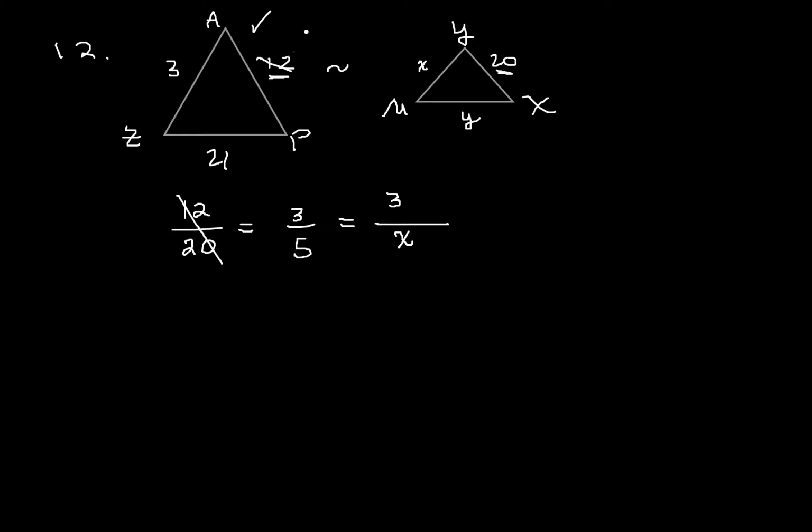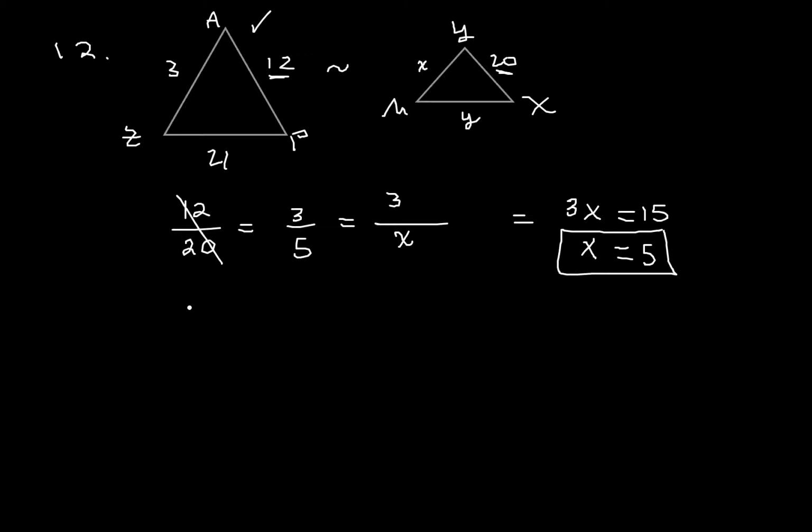So this isn't going to be it. The ratio is just going to be 3 to 5. So the 3 needs to stay with the 12, and the x needs to stay with the 20. So we cross multiply. So we get 3x equals 15, and we're going to get our first side is going to be 5.